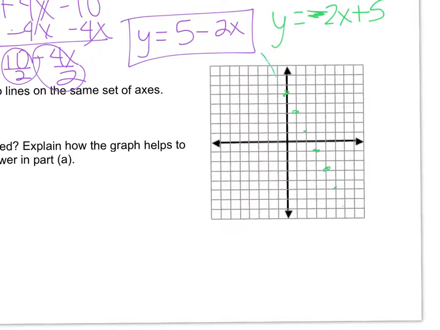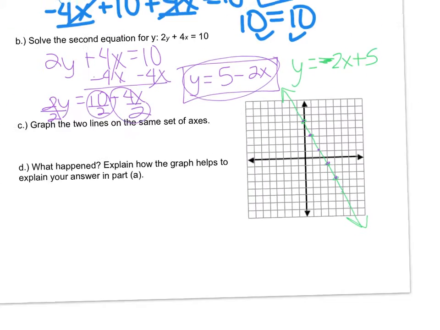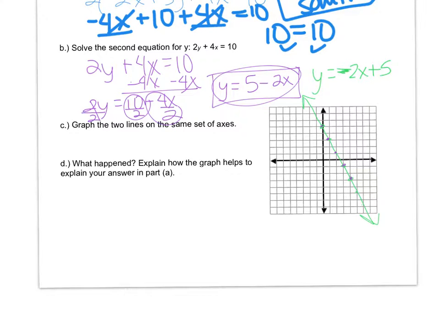We're going to have our line crossing through 5, going down 2 over 1. If I change colors, I'm going to graph my other line, which is 5 minus 2x. Well, I'm starting at 5, and then my slope is negative 2, so I'm going to go down 2 over 1. So you can see that this is going to be the same exact line. It's a line on top of a line, which also proves that it's going to be many solutions, or any solution, because when you graph it, you will just graph the one line.